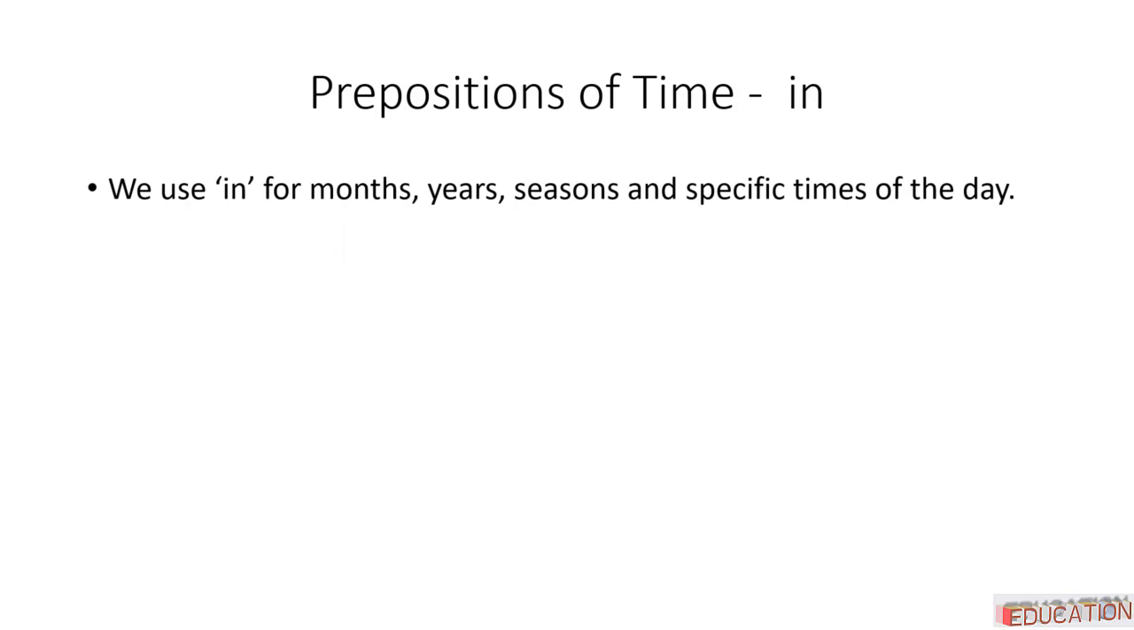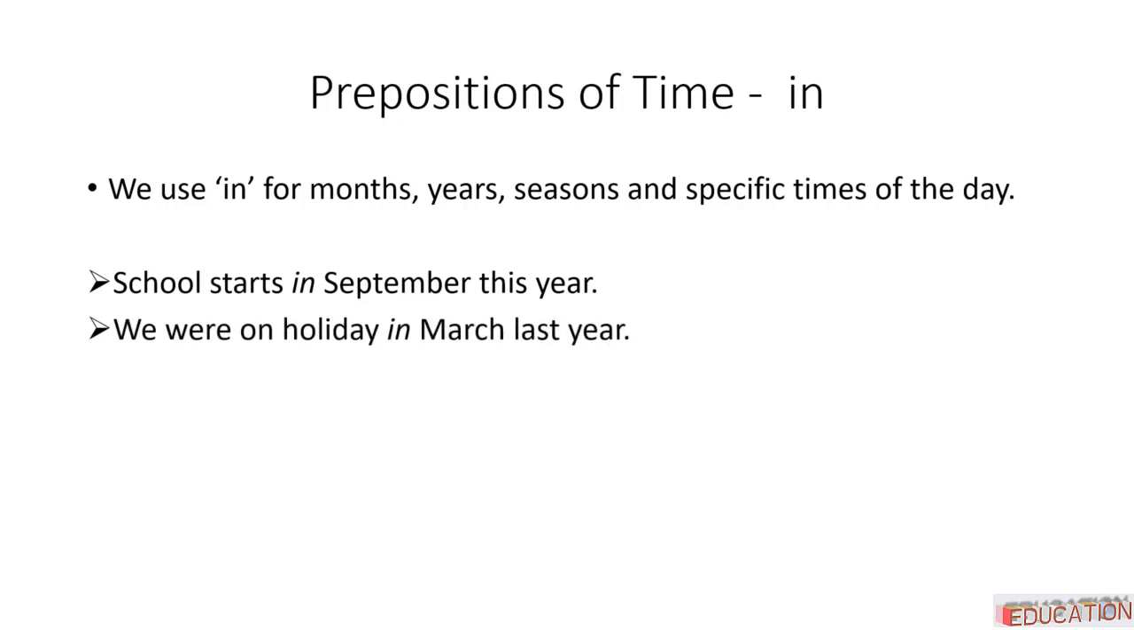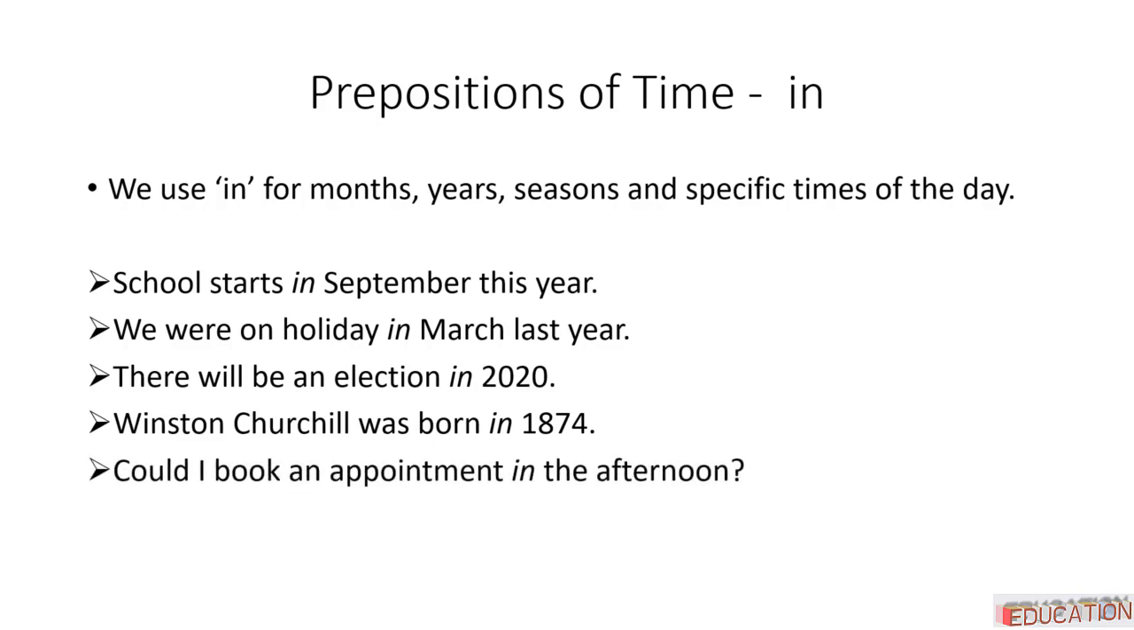We use in for months, years and seasons, and strangely enough, specific times of the day. School starts in September this year. We were on holiday in March last year. There will be an election in 2020. Winston Churchill was born in 1874. Could I book an appointment in the afternoon? And that Christmas carol, in the bleak midwinter.